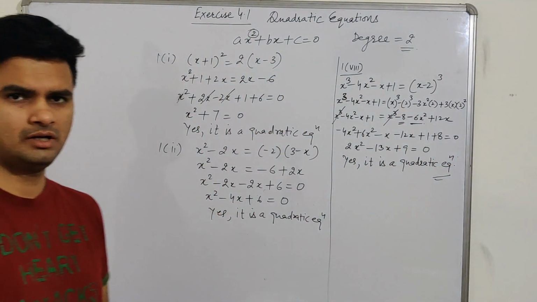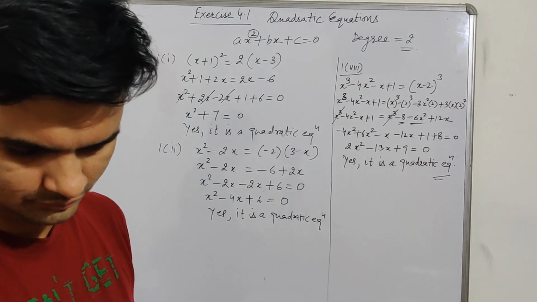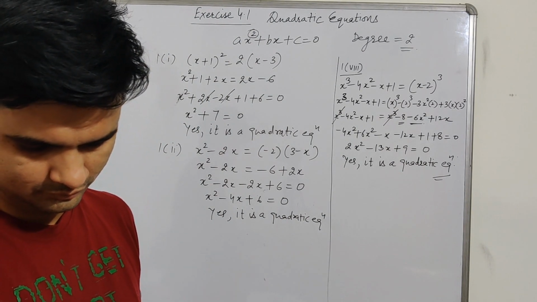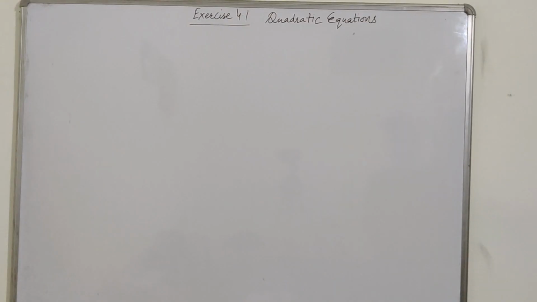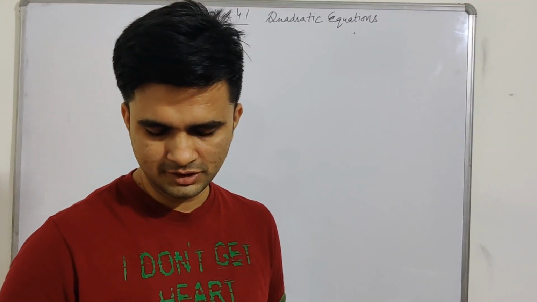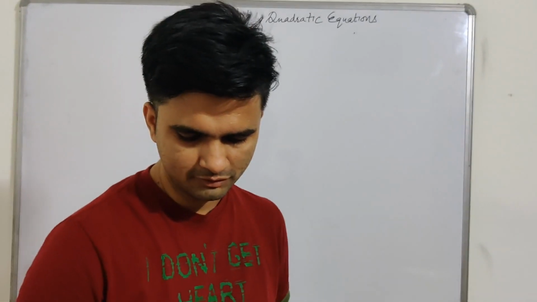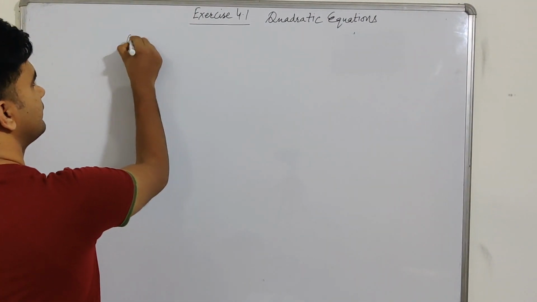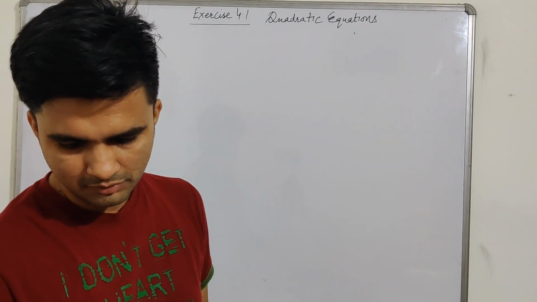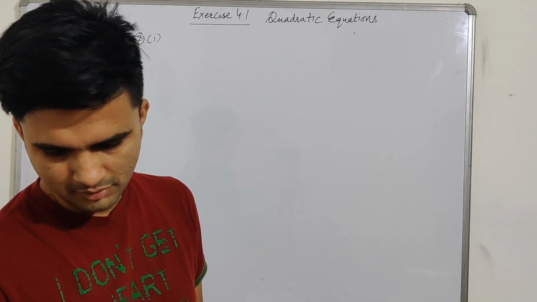Now you can try the remaining parts of this question. Now come to question number 2. Represent the following situation in the form of a quadratic equation. The question is: the area of a rectangular plot is 528 meters squared. The length of the plot is 1 meter more than twice its breadth.